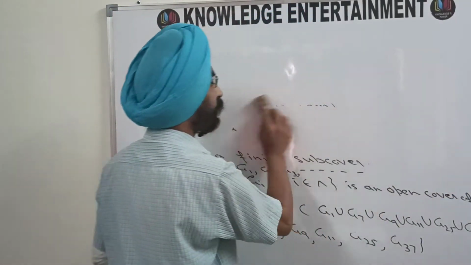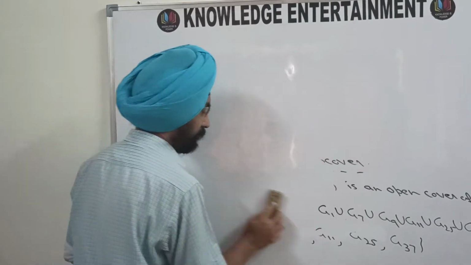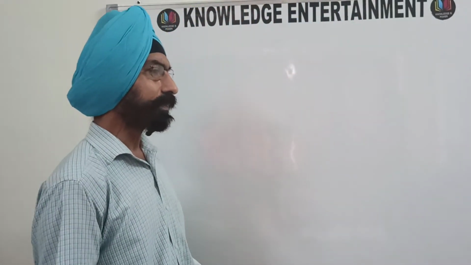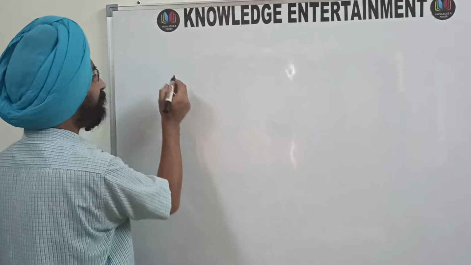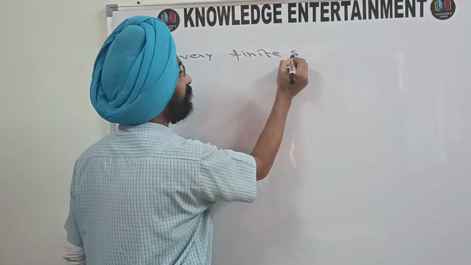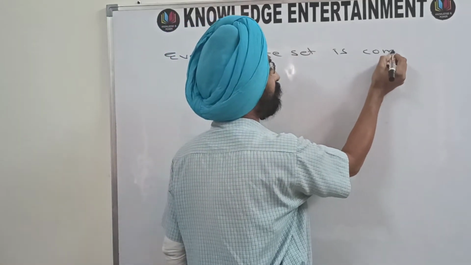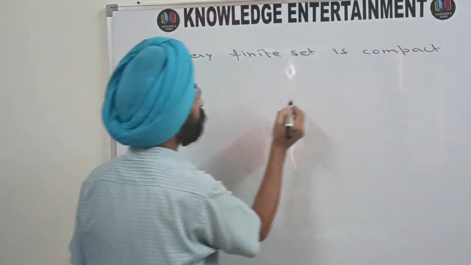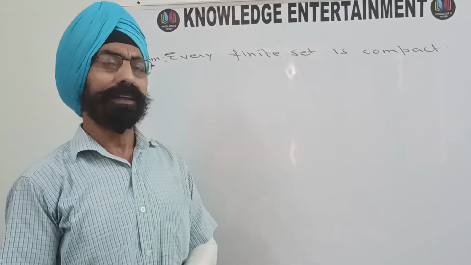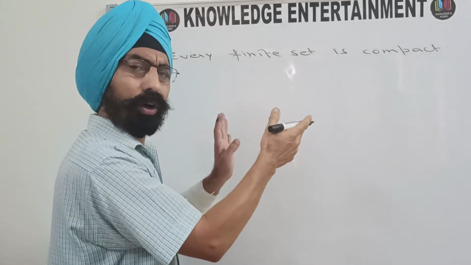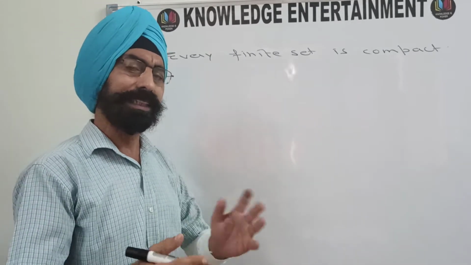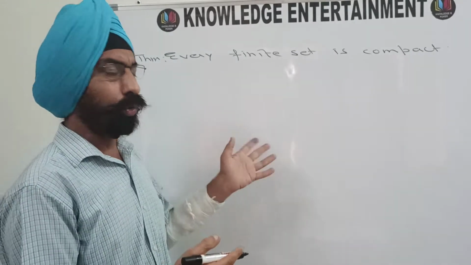And now we will move on to the basic properties of compact sets. So here comes the first one. First of all, every finite set is compact. This is the first property. So the first theorem you can say: every finite set is compact. And it is, I think, clear. It is very much obvious. But let us prove it. Let us see how the proof goes.